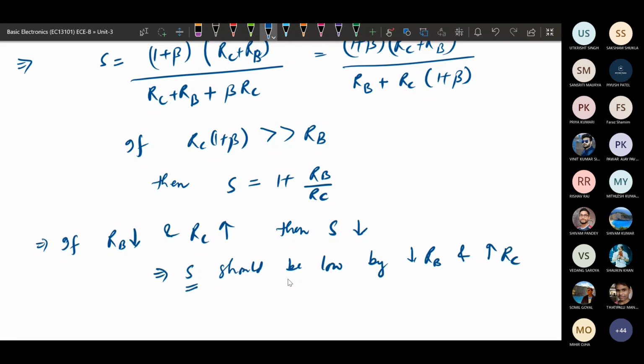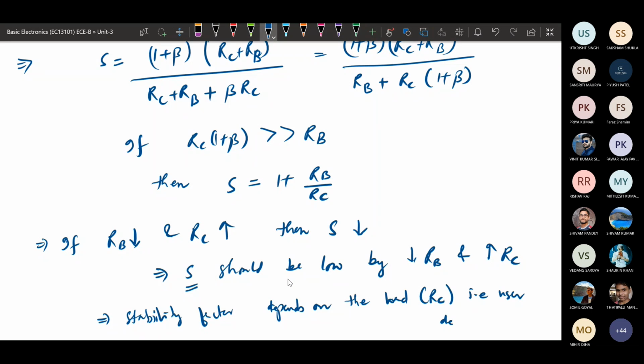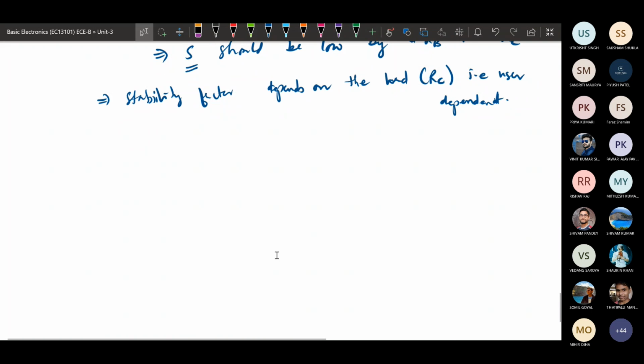Okay, so from there we can say the stability factor depends on the load resistance, that is RC. RC is a user dependent parameter, so the stability is also user dependent. The user can define the stability of the circuit by changing the value of RC. So this is all about collector base biasing.